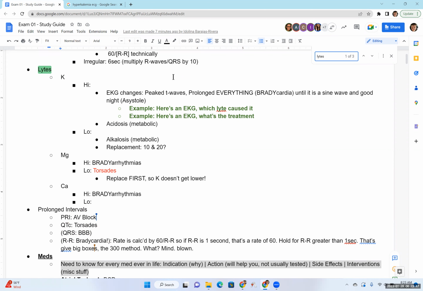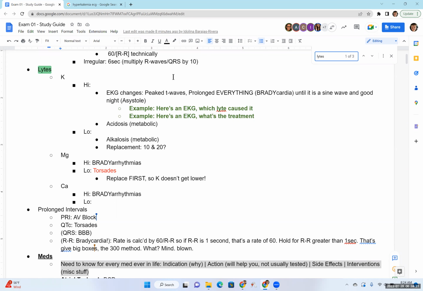All right. So yeah, potassium, mag, and calcium. So potassium, we talked about high potassium, right? So here's an EKG, which lyte caused it? I didn't really give you EKGs. I guess I could, but I didn't really give you examples. We know that high mag and high calcium cause what? Bradycardias, right? So you could have a bradycardia and which one of these lytes caused it? Or you have the peaked T waves and the wide stuff, which one caused it, right?